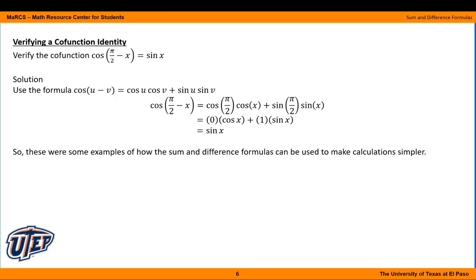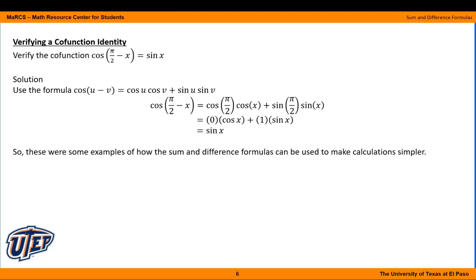In this final example, we verify a well-known cofunction identity. Rather than assuming the identity is true, we prove it using a difference formula. We begin with the left-hand side and apply the cosine difference formula. Next, we substitute the known values of cosine pi over 2 and sine pi over 2. Since cosine pi over 2 equals 0 and sine pi over 2 equals 1, the expression simplifies immediately to sine of x. Because the left-hand side simplifies exactly to the right-hand side, the identity is verified.